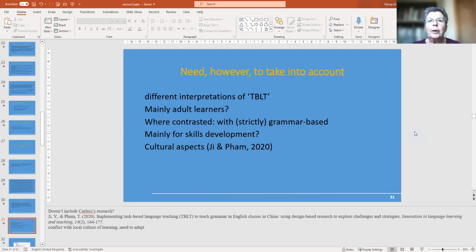Finally, there's the point about cultural aspects, and there's been a lot of research studies by Carl Less, which I'll come on to in a moment, and this one, which I've quoted, Gian Fan 2020, where the use of TBLT in China was problematic because of the culture of learning, because of what the students were used to and not used to.